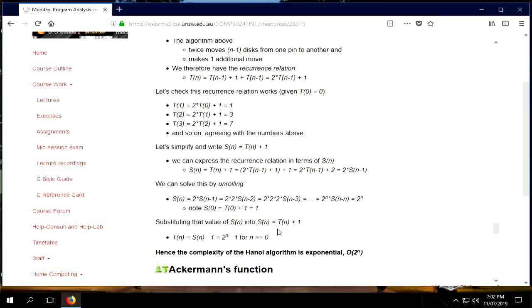Substituting the value of Sn into Sn equals Tn plus Tn plus 1, we get Tn equals Sn minus 1, which is 2 to the n minus 1, which is exactly what you get up there. So 4 minus 1, 8 minus 1, 16 minus 1, etc. Now, you could have guessed it, but this is the rigor. So that's the complexity. Now, there's math there, and it's sort of hard in one sense maybe when you first look at it, but it's actually very simple.